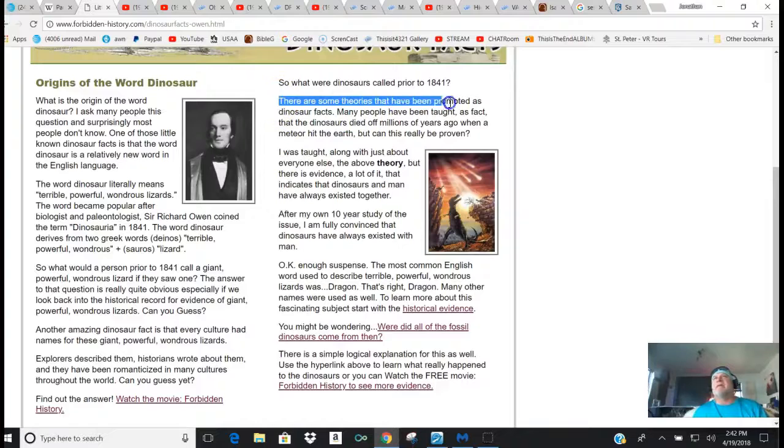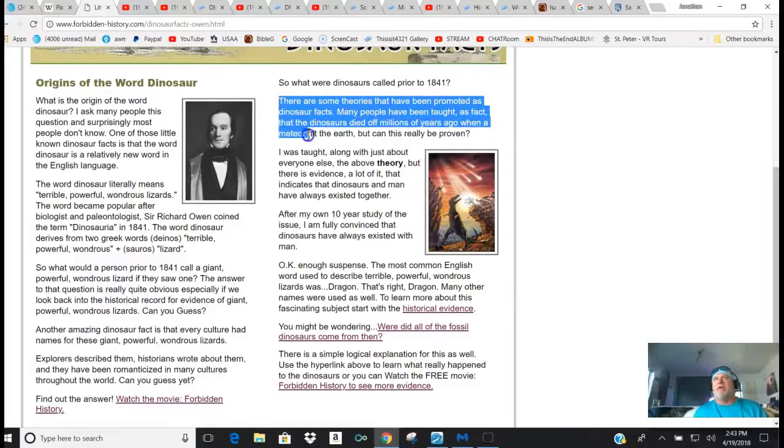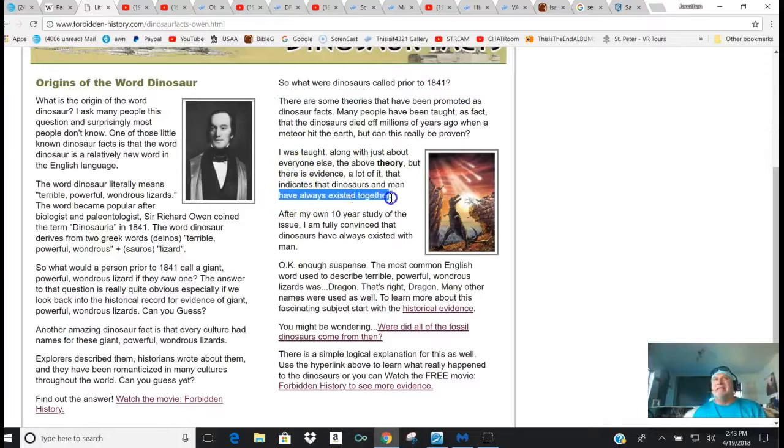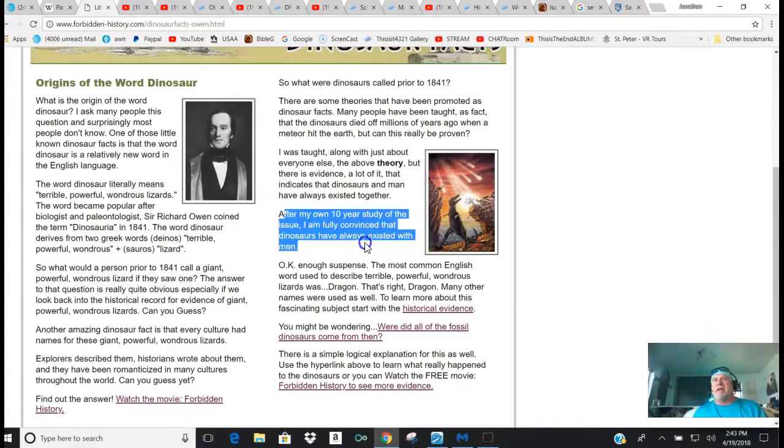There are some theories that have been promoted as dinosaur facts. Many people have been taught, like Jonathan, as a fact that dinosaurs died off millions of years ago when a meteor hit the earth, but can this really be proven? I was taught along with just about everybody else about the theory, but there is evidence, a lot of it, that indicates dinosaurs and man have always existed together. After my 10 years of study on the issue, I'm fully convinced that dinosaurs have always existed with man.